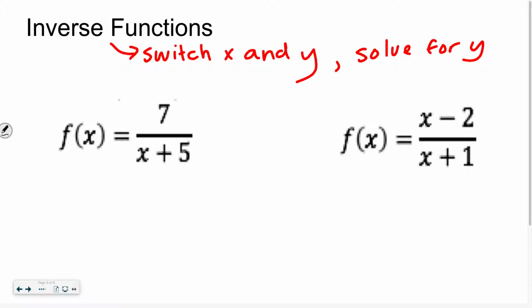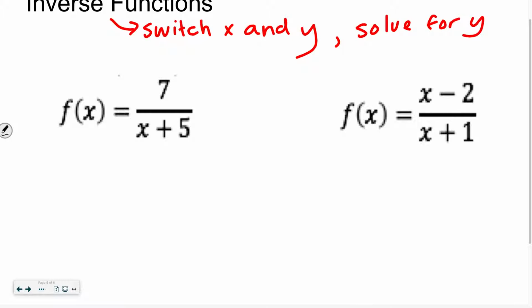It's really just a game of algebra when you're solving for y. So we've seen it in some different chapters, how we go about finding our inverses. f of x equals 7 over x plus 5. We'll do that one first. So we want to switch x and y. f of x is really y, so we're going to put x right there, equals 7 over y plus 5.